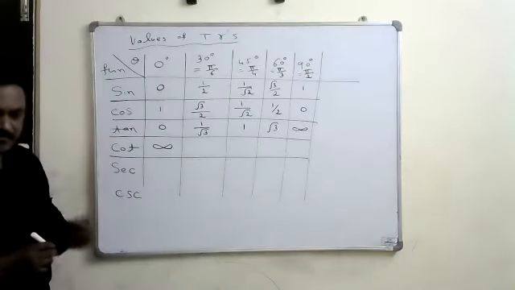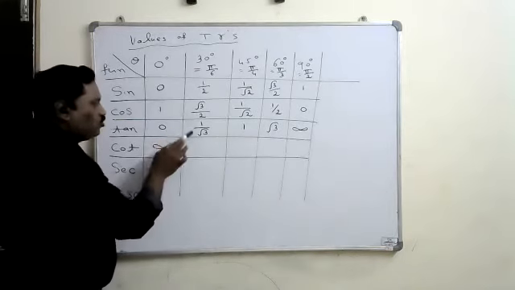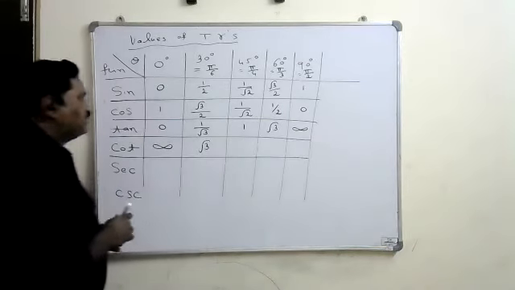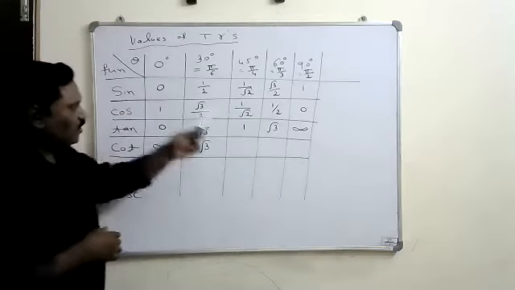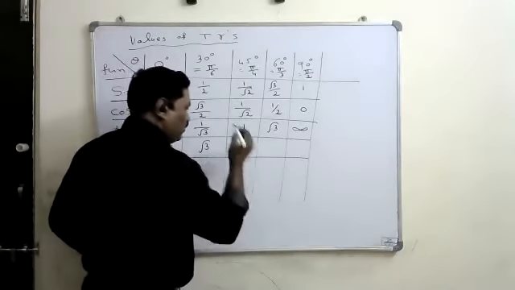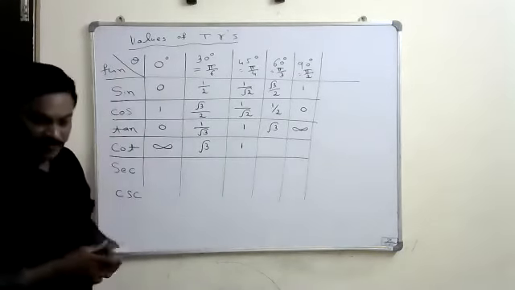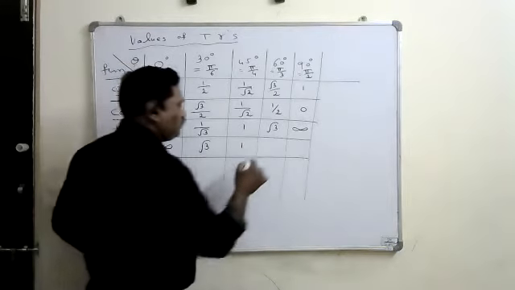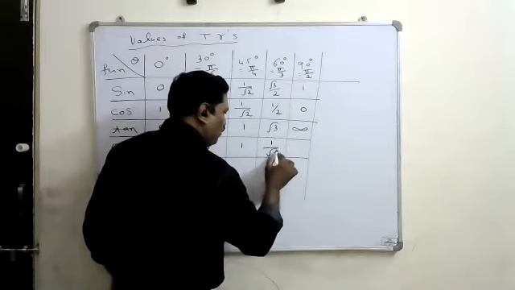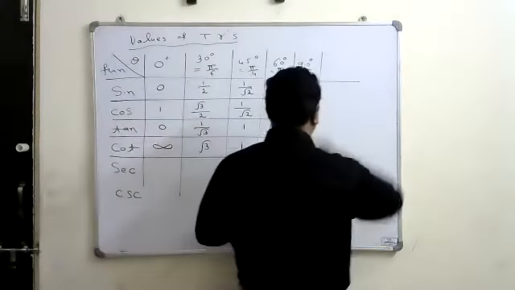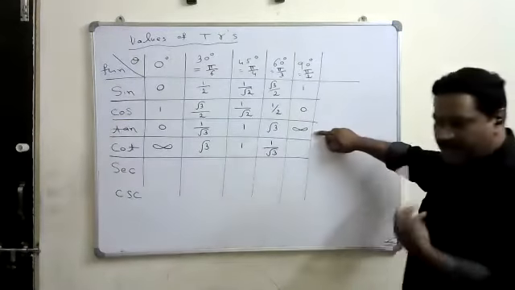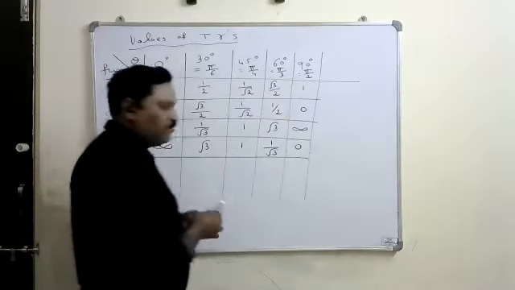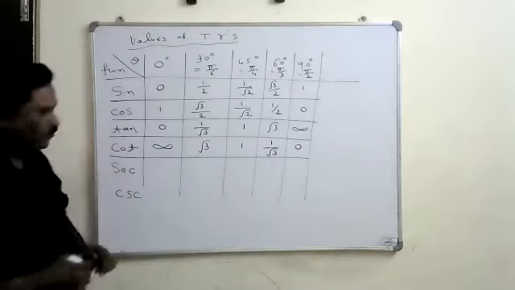That is, you can call it infinite. The reciprocal of 1 by root 3 is root 3, that is the cos 30. And the reciprocal of 1 is 1. Cos 45, cos 60: the reciprocal of root 3 is 1 by root 3. Similarly, cos 90 is infinity, and the reciprocal of infinity is 0, because 1 by infinity is always 0.